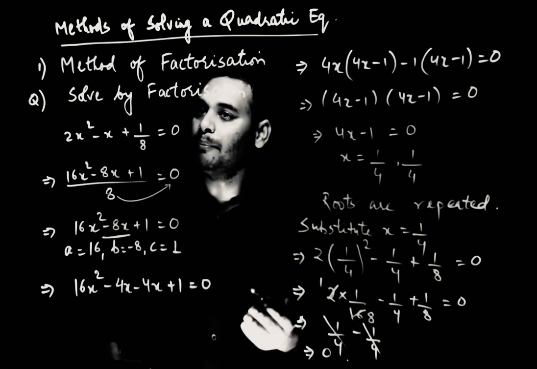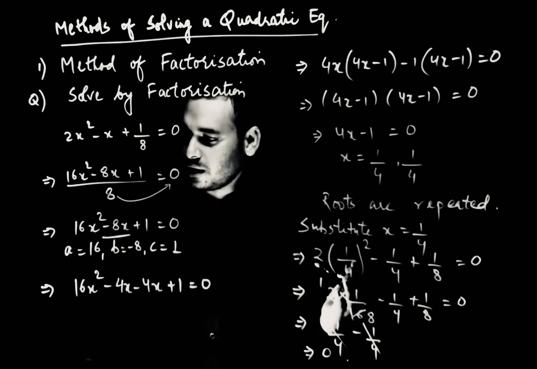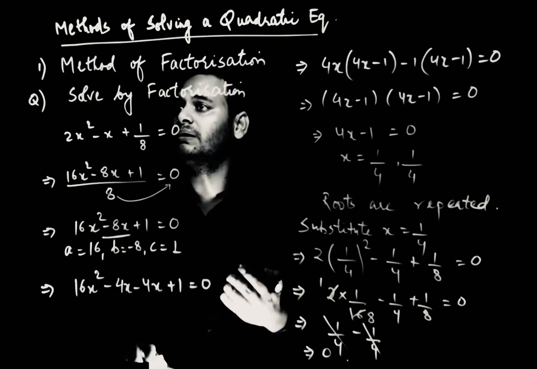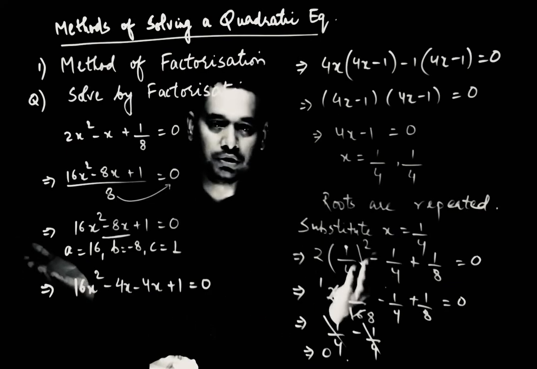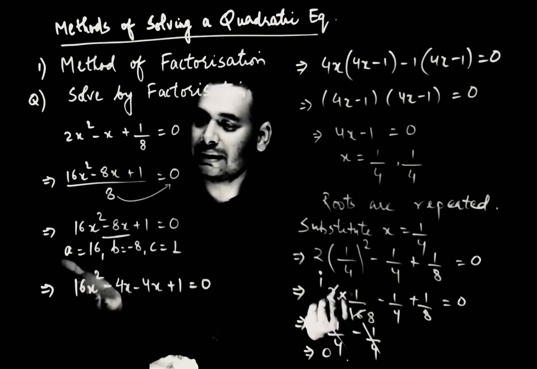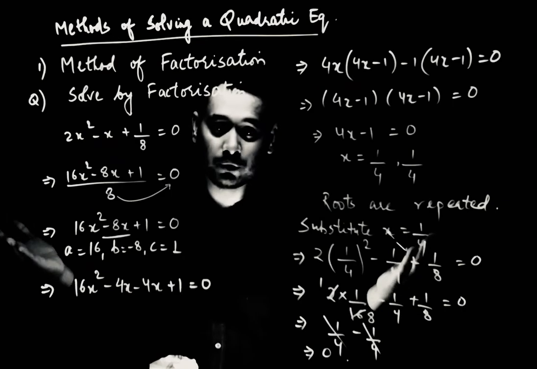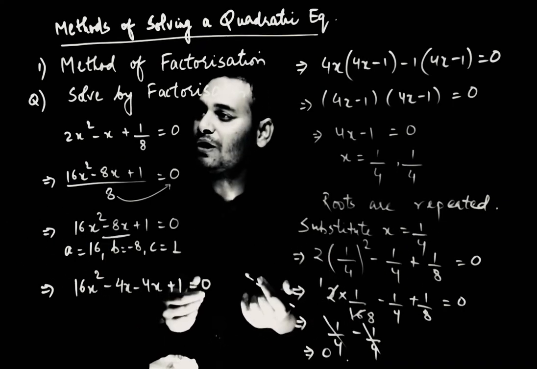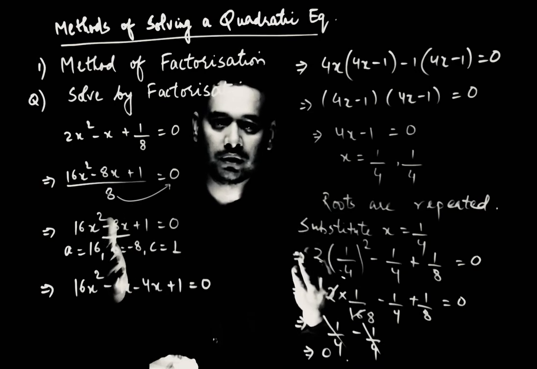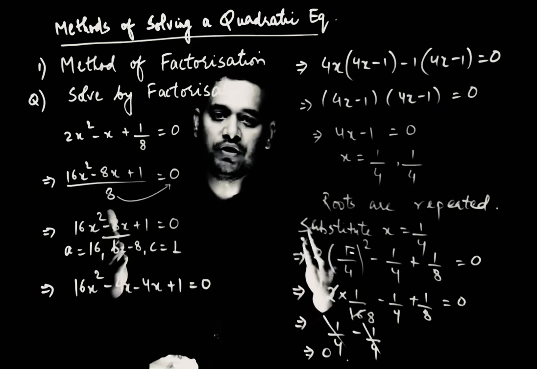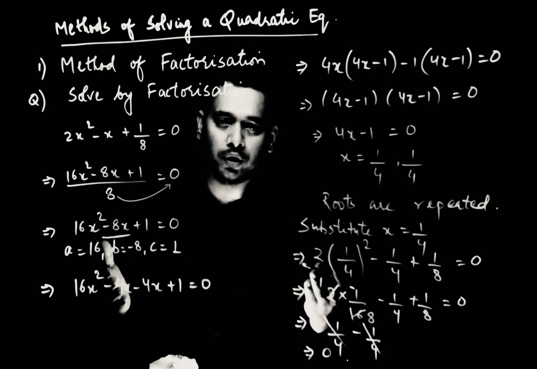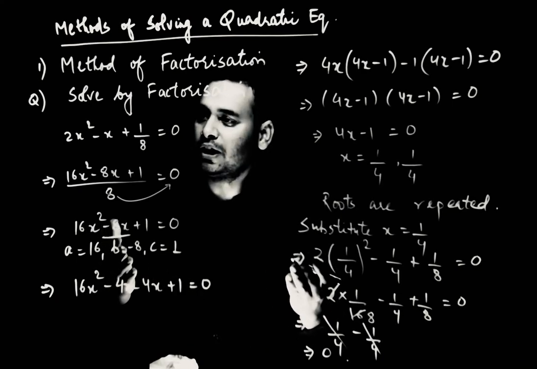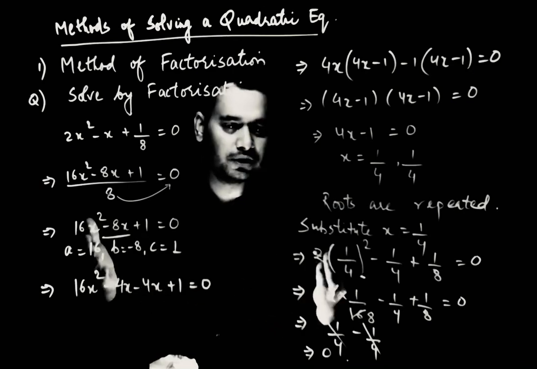So this is the method of factorization, in which we split the middle term and we get the answers. The roots can be repeated, roots can be distinct, or there can be no real roots. So it depends on the quadratic equation. All right. In the next video, we'll talk about the second method of solving a quadratic equation, which is the method of completing the square. So try to practice more and more questions related to quadratic equations solved by this method.